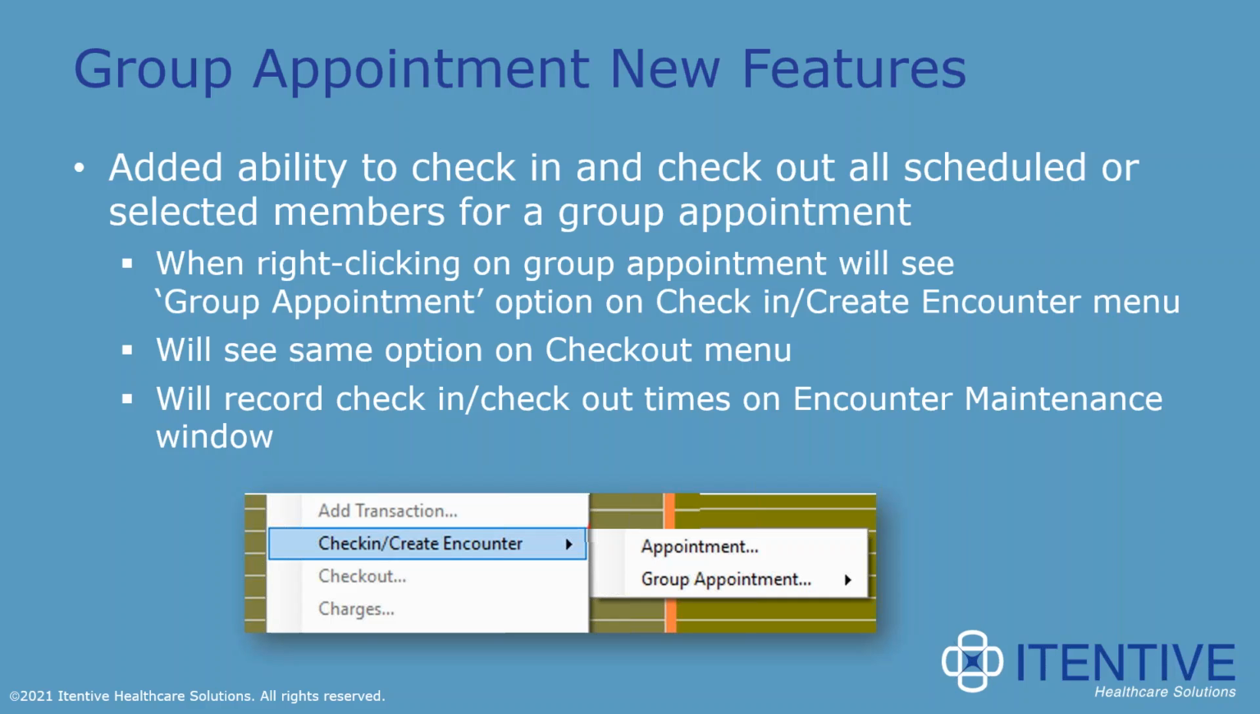So when you're selecting that check-in/create encounter option on a group appointment in the appointment book, users will now see an option to select the group appointment, and then the user can either select all selected members from the appointment to check in at the same time, and then it will also attach that group encounter. There is also an option to only check in selected members as well, so if they'd rather go through and check them in as people arrive for that group appointment.